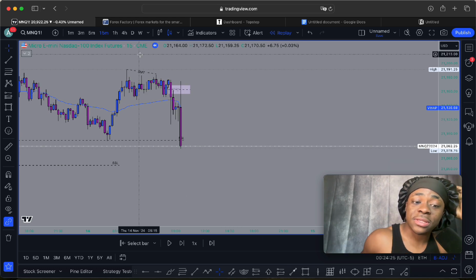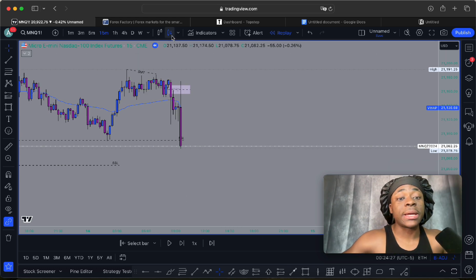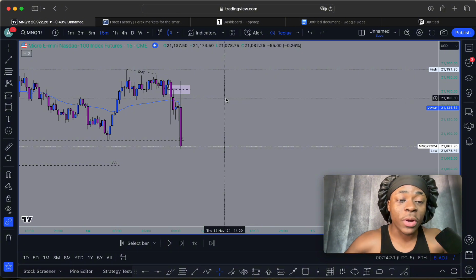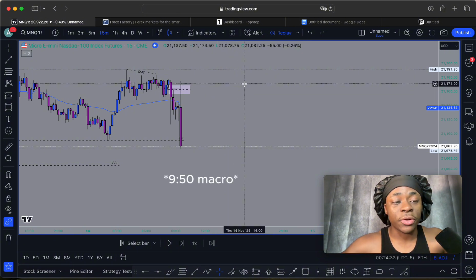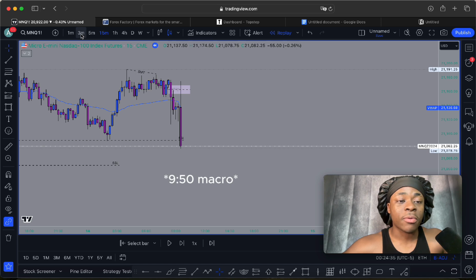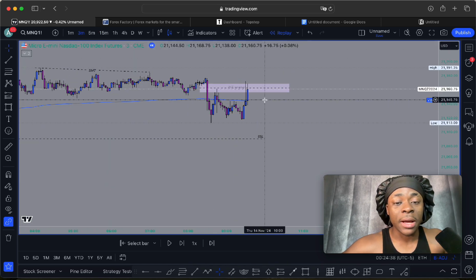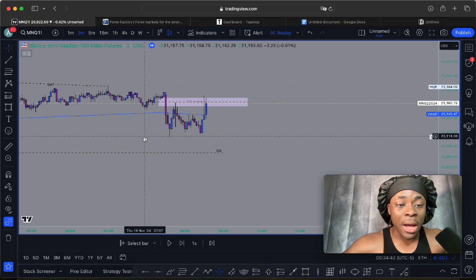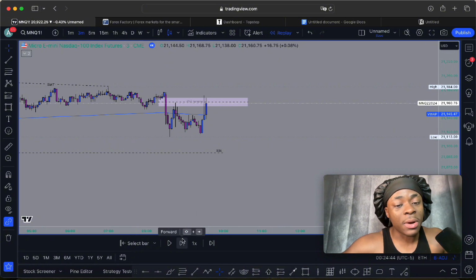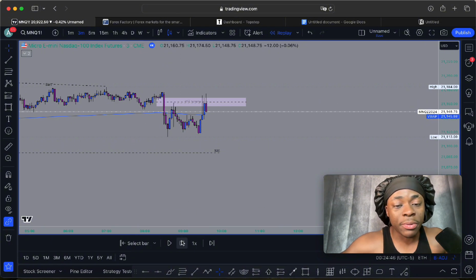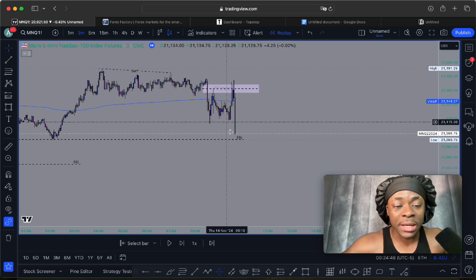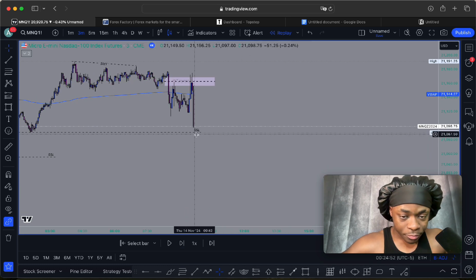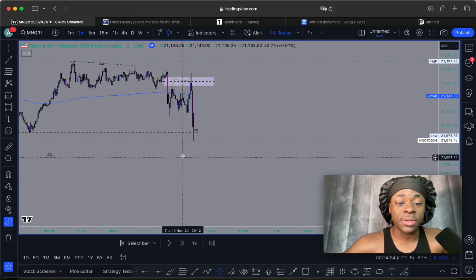So around this time, this is where I would like to take my trade, but I have a rule that I have to wait for the 9:30 macro or the 10 a.m. macro. So I was really patient, and I was really disciplined to wait and not be FOMO'd and really wait for my setup. So what I did, I let price go down. Cool, price came down, took my first area of interest, took it.